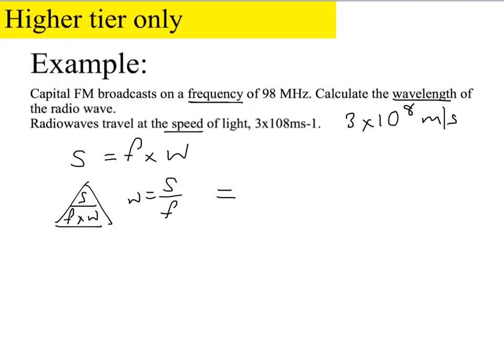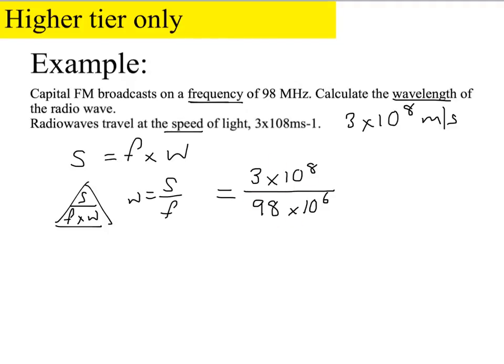The speed is the speed of light and radio waves, which is 3 times 10 to the 8. The frequency is 98 megahertz. Now mega means million, or times 10 to the 6. So you could either add 6 zeros after that, or you could write times 10 to the 6. Now you could put it into your calculator like this and come to an answer.